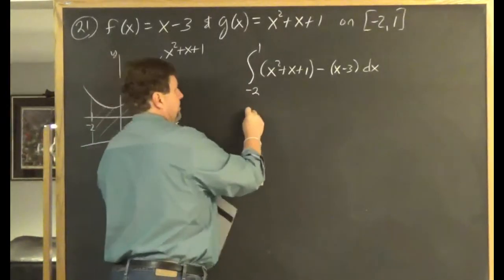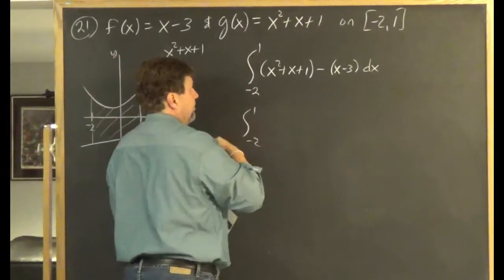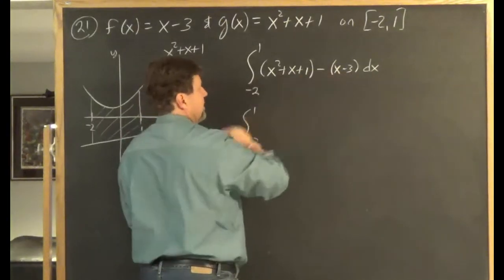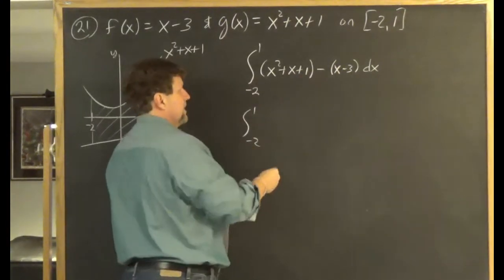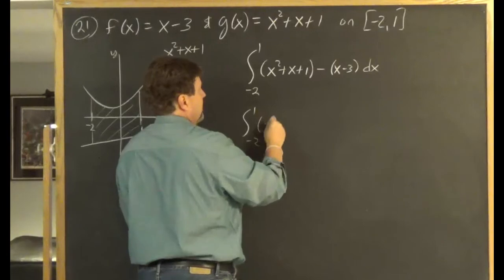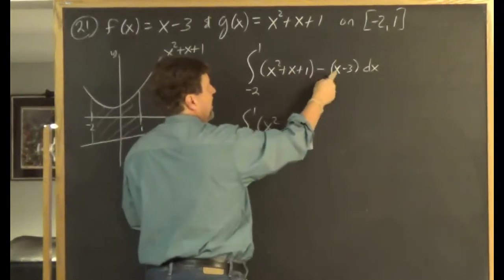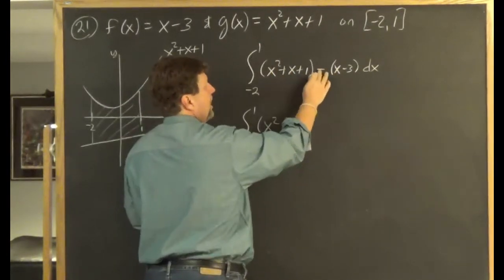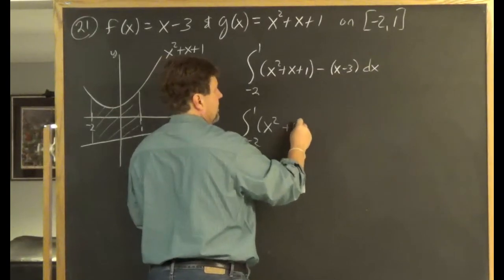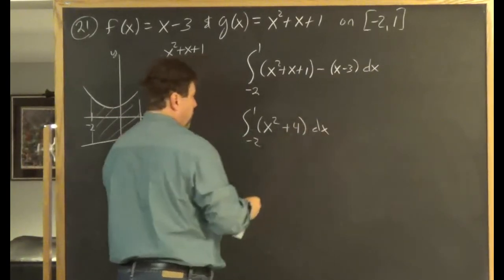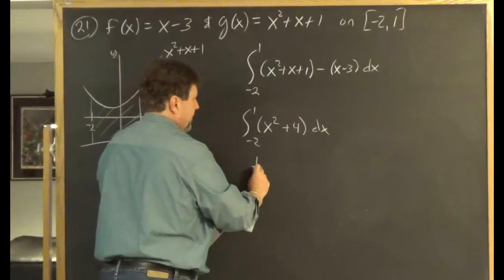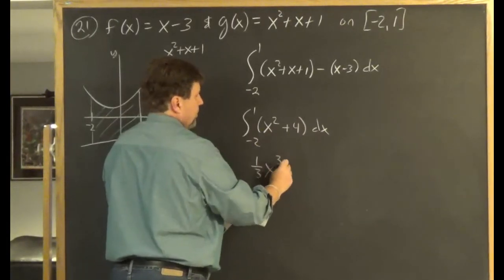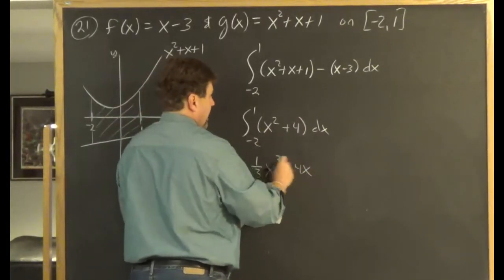And then, just like I did in the example, I would clean up my integrand first. It just makes the calculus easier. So I have an x squared. See, x minus x, well, that's 0. 1 minus -3 is 4. Get an antiderivative, which is 1/3 x cubed plus 4x.